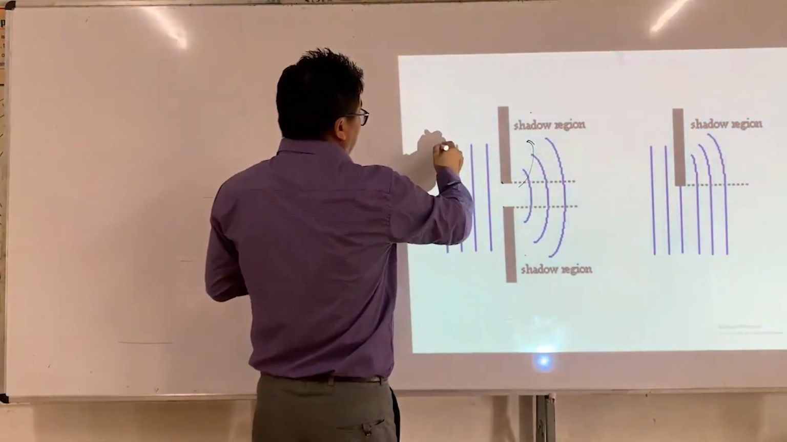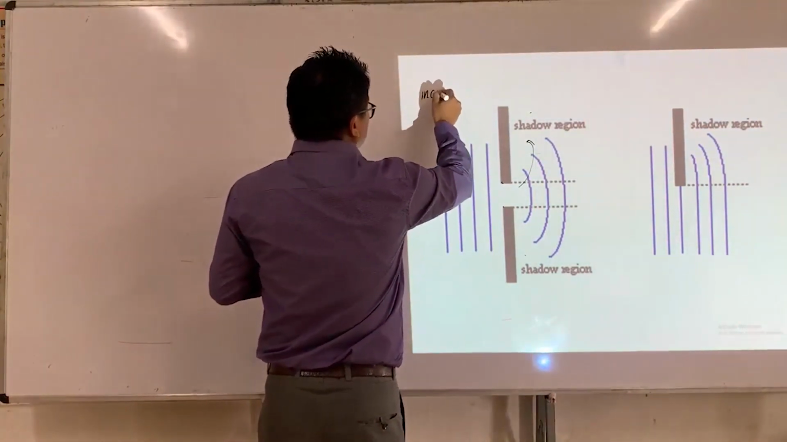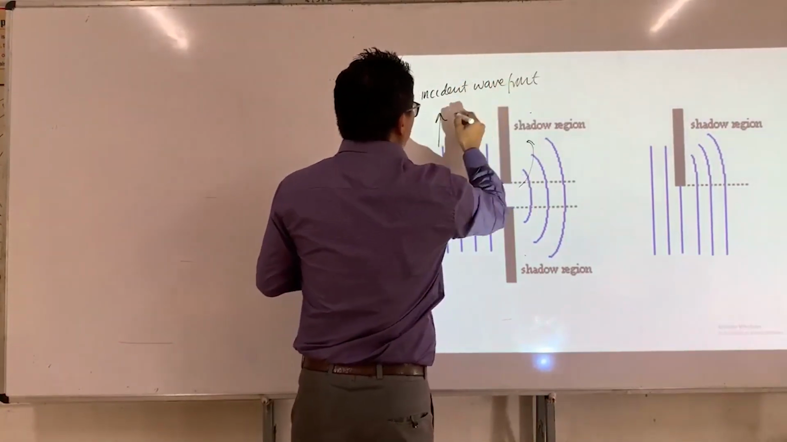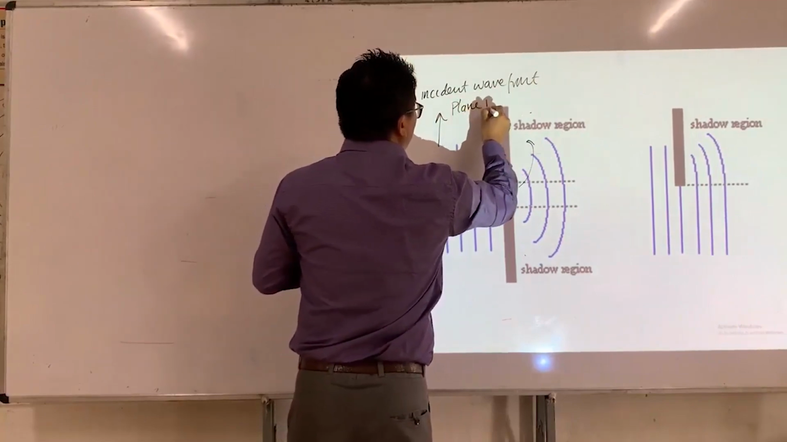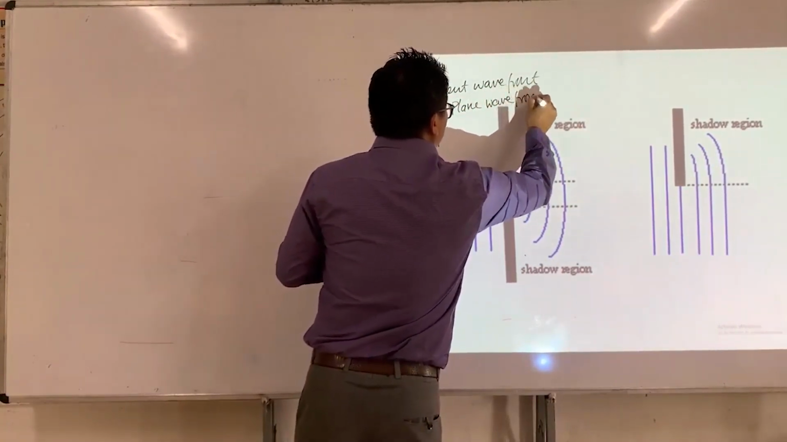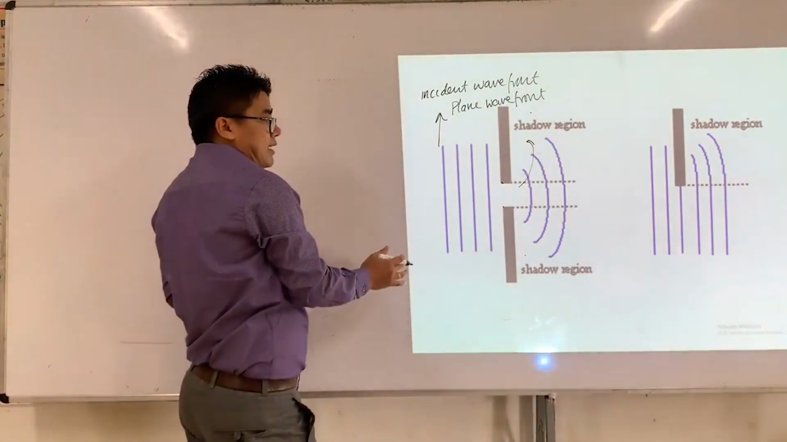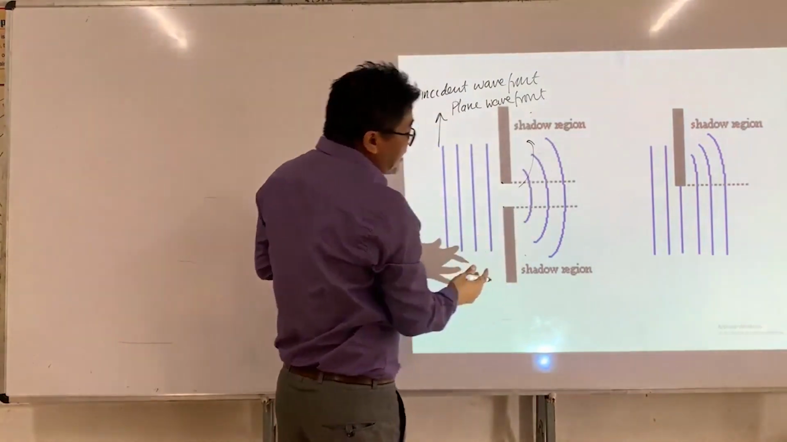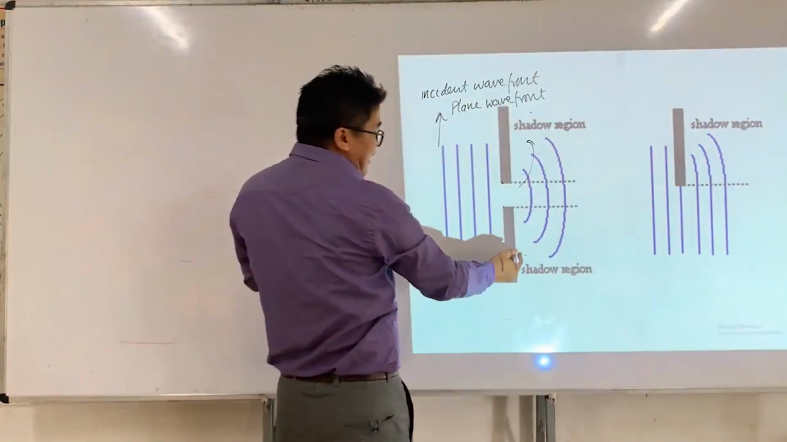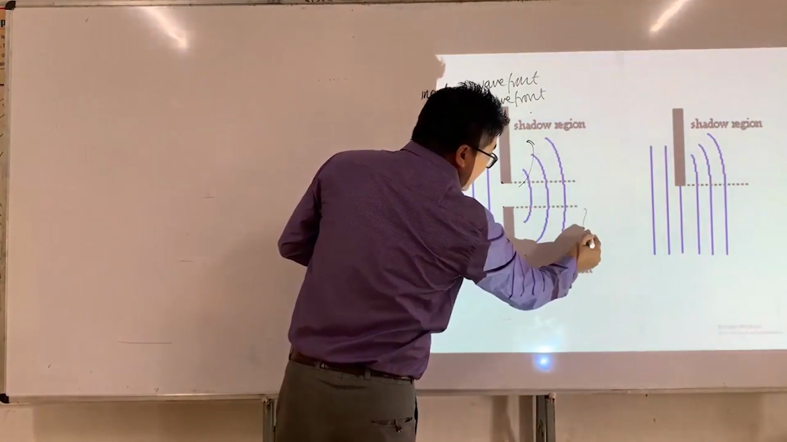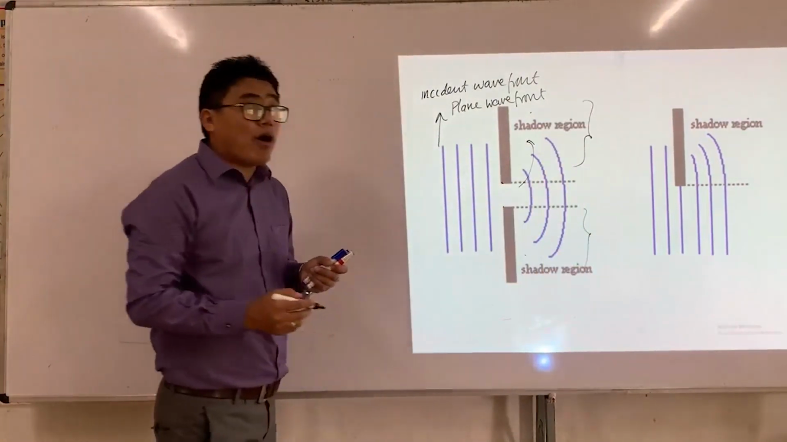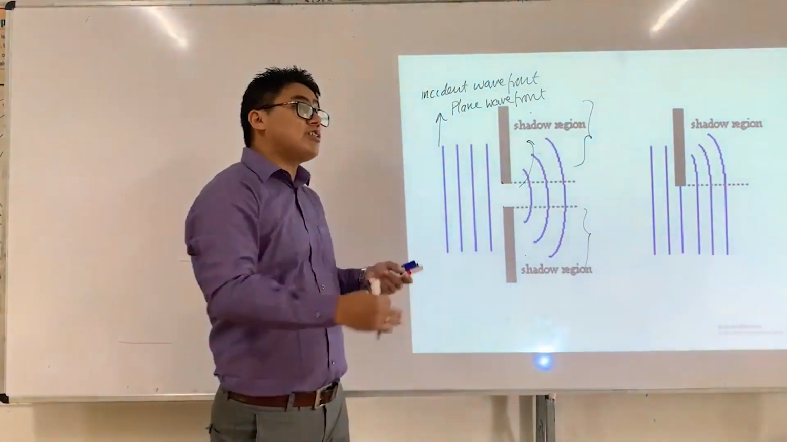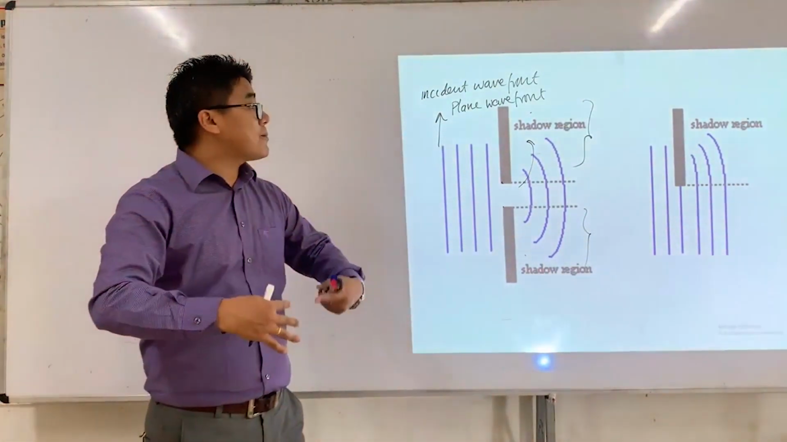So this is the incident waveform, and this wavefront is a plane wavefront incident on a stick, which is the obstacle, and then spreading takes place. The spreading of light takes place such that this actually is a shadow region. However, light could enter into the shadow region. And how could light enter into the shadow region? Because of diffraction, because of the spreading of light.